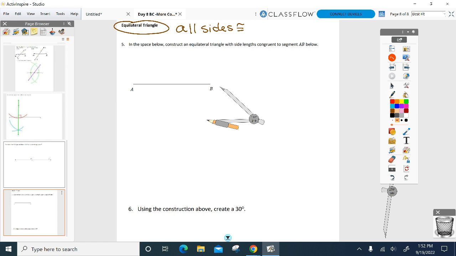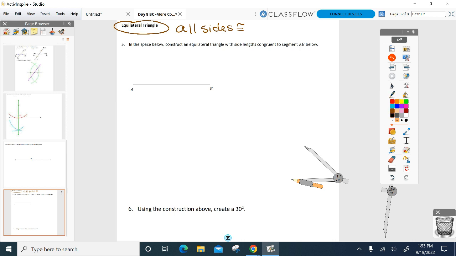And I'm going to tell you what that length is. It's got to be the length of AB. So I need a three-sided shape, a triangle, where all three sides have the same measure as AB. First thing we're going to do, copy AB. This is the first thing we did when you held your compass for the first time.